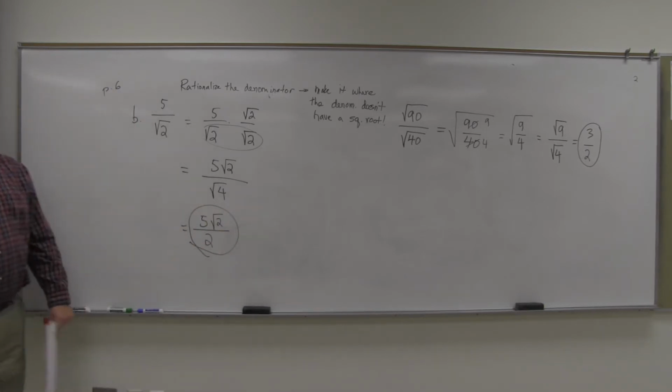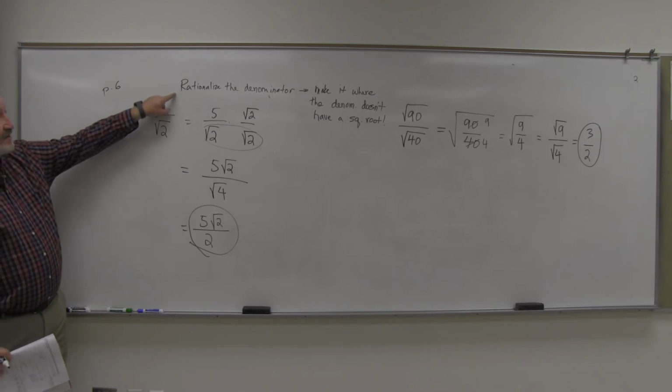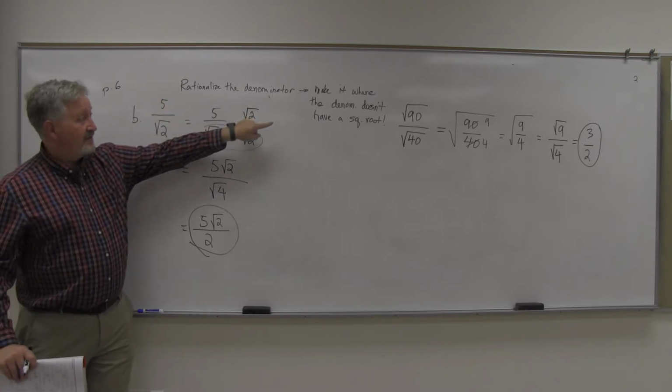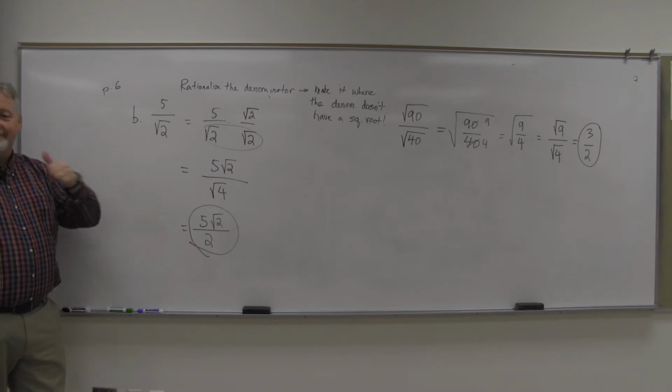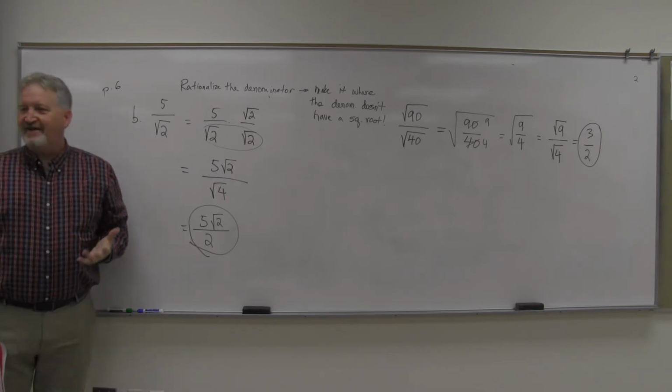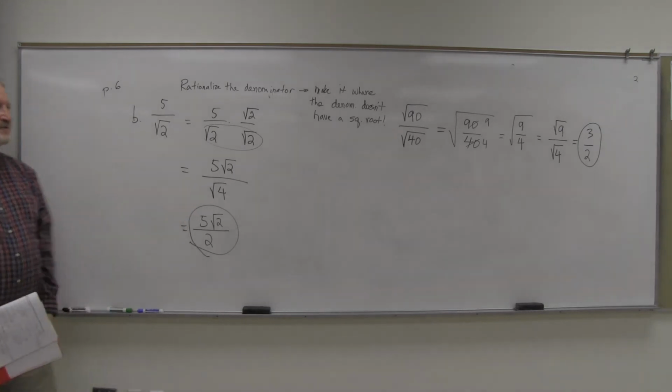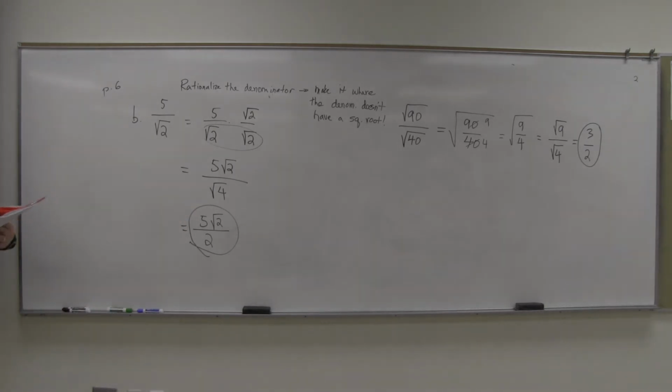Why is that the answer? My goal is to rationalize the denominator. What does that mean? Make it where the denominator doesn't have a square root. Does the denominator have a square root? Okay? So that's called rationalizing the denominator. And that's the goal of this particular problem.